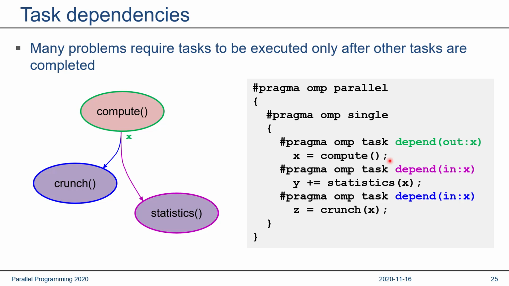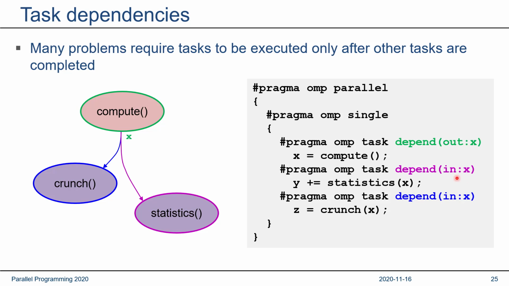There are two more tasks. One task is adding the outcome of the statistics function, which uses x as an input, to accumulate to y, and the other task is also using x to call the crunch function and assigns it to z. Now, those two tasks, of course, need the computed value of x, so they cannot start unless the first task is complete. So we specify this in the depend clause.